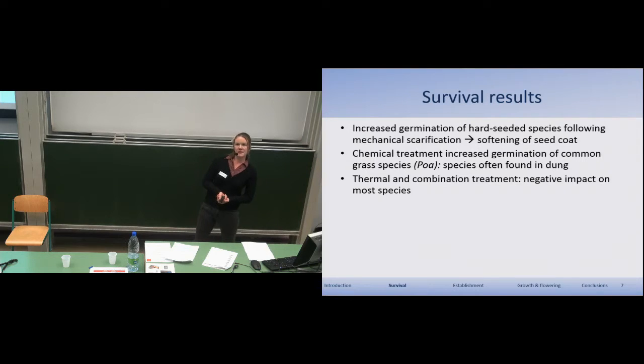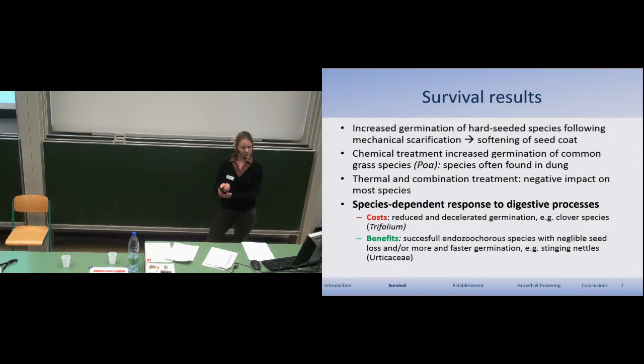So the idea behind this is that by chewing, the seed coats get damaged, which increases the germination potential. Also, we found that the chemical treatments increased the germination of grass species, and they are also very commonly found in dung, and this might explain this. And we found rather negative effects of the thermal and combination treatments on the germination of most species. But still, most species had a different response to the treatments.